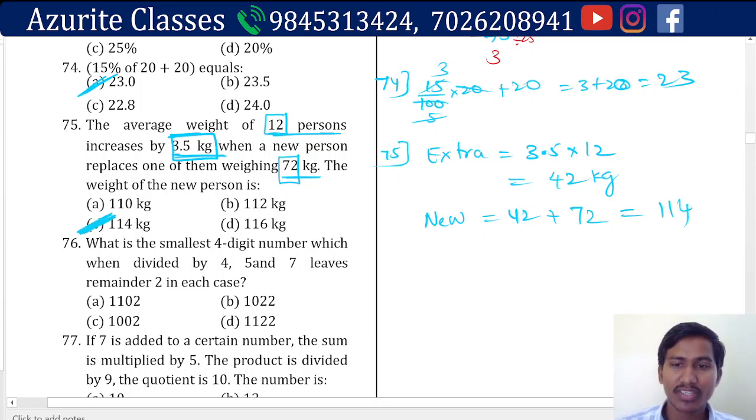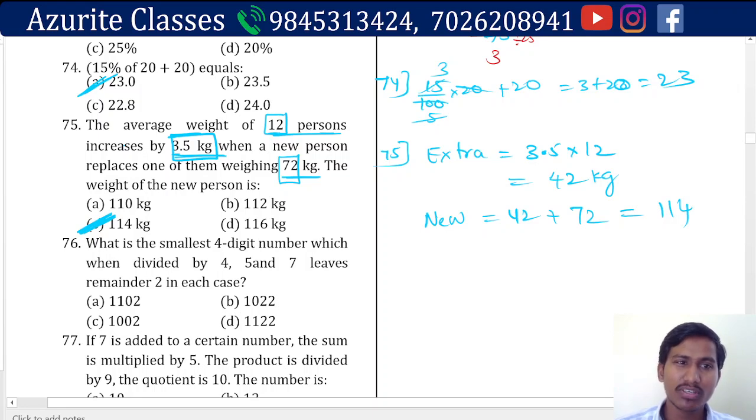Got it? Okay, so the new person will be 114 because it is getting more. Increase means what you have to do? We have to add. If it is decrease, we have to minus. Okay, so extra everyone is getting 3.5 kg. So that is all 12 persons. So 3.5 into 12 is 42. So that 42 and the already present person 72, if you add, you will get 114. That is the answer.